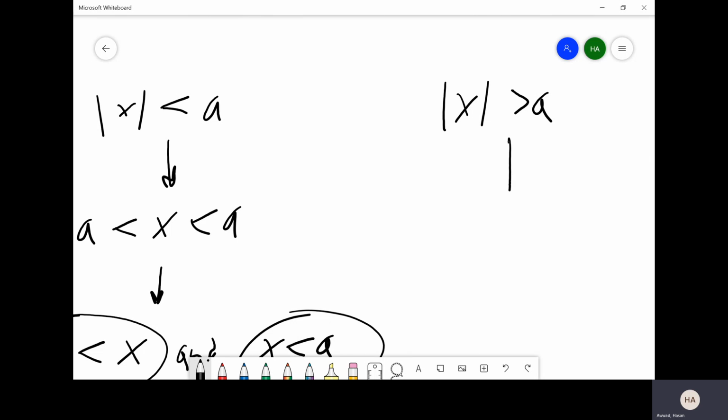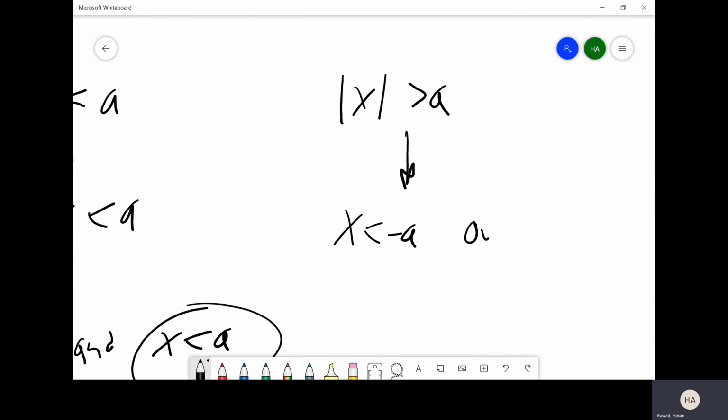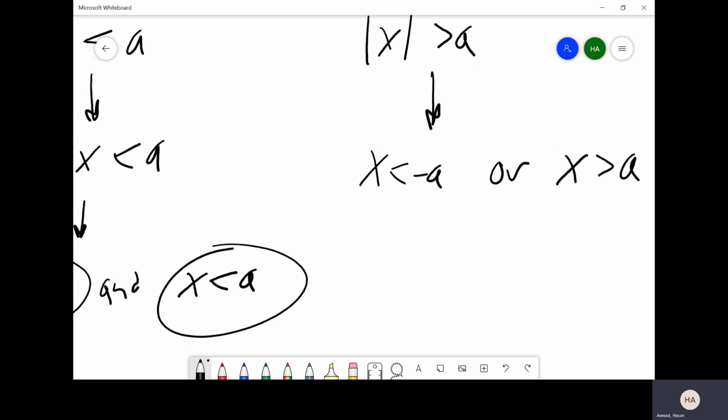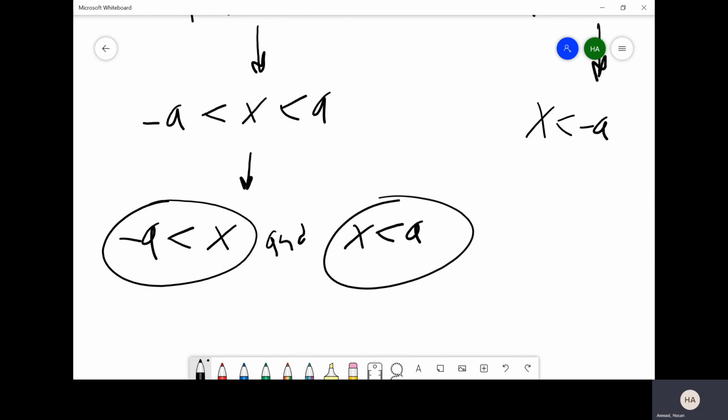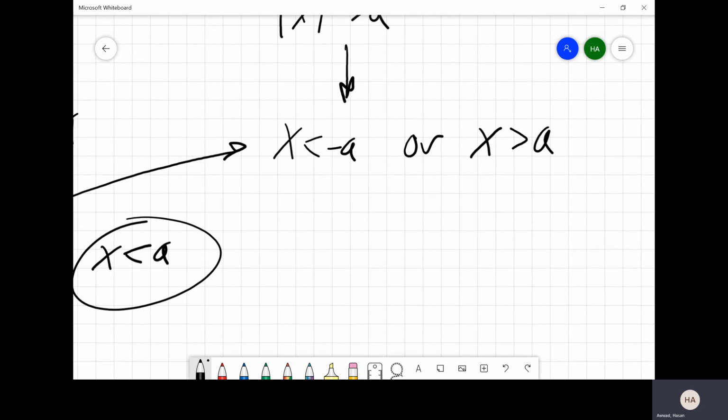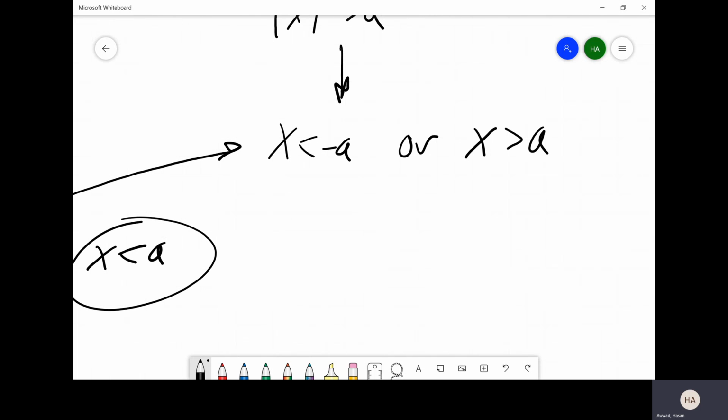And once again, this basically just tells us we are going to have x is less than -a or x is greater than a. This should make sense because we're just taking the two that we have and flipping them around, right? Instead of -a is less than x, we have x is less than -a. And instead of x is less than a, we have x is greater than a.